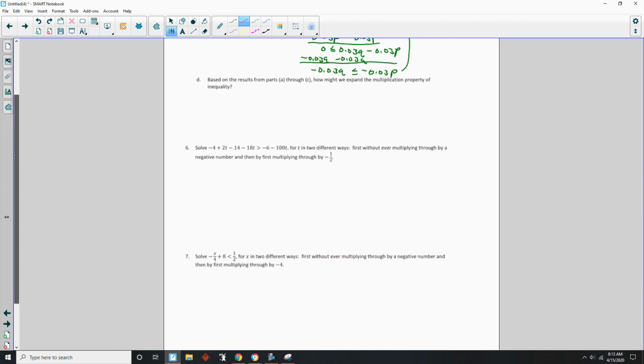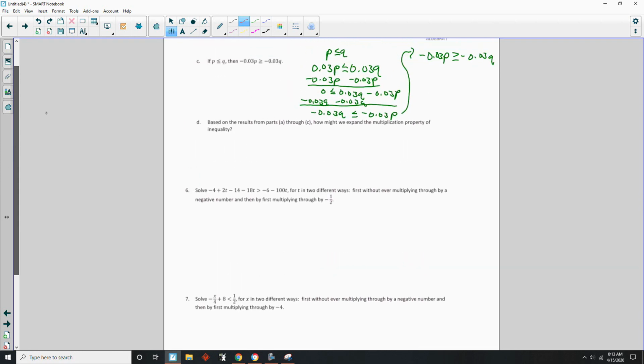Part D says, based on the results from part A through C, how might we expand the multiplication property of inequality? Okay, so what happened? Well, if we have an A and a B and we multiply by a negative constant, the inequality flips over. So here's what it would look like in verbiage. We would say if A is greater than B, then some constant k times A is less than the same constant times B for any negative real number k.